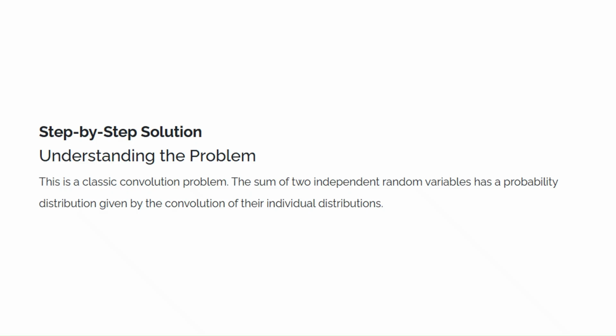So as I mentioned, this would involve the use of convolution. The sum of two independent random variables has a probability distribution given by the convolution of their individual distributions. Now, this might sound a little complicated, but I'll try to simplify it as much as possible in case you're unfamiliar. Consider our random variables on these axes, x and y. They are both uniformly distributed between 0 and 1. So we have 0 here and 1 here. And this is our square.